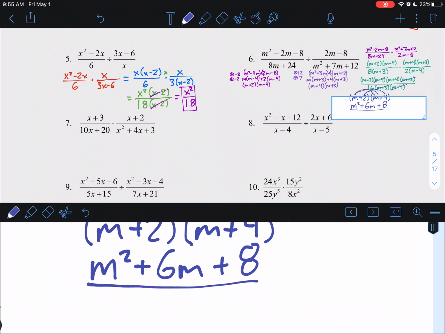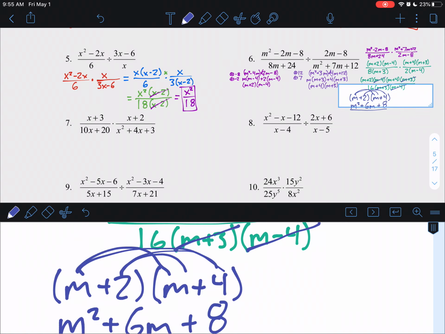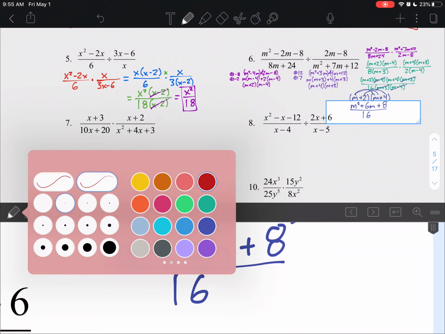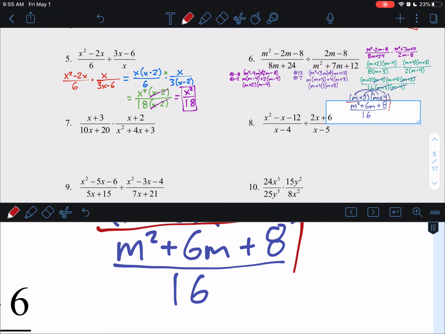So that's my new numerator. And my denominator, I just had 16. So this is my solution. I know that some people are going to see the 8 over 16 and be like, oh, I can simplify that. I can turn that 8 into a 1 and that 16 into a 2. No, you can't, because you've got to divide everything by the 16. This is the answer. It's m squared plus 6m plus 8 over 16.